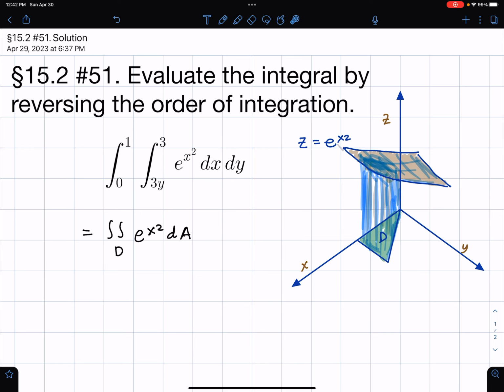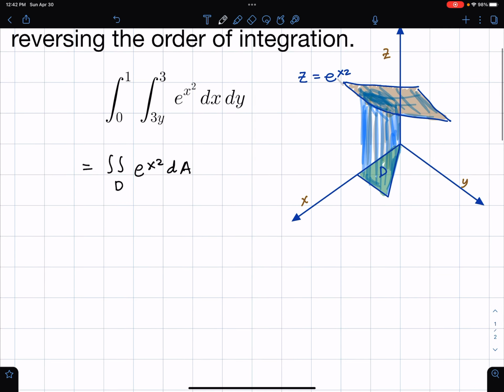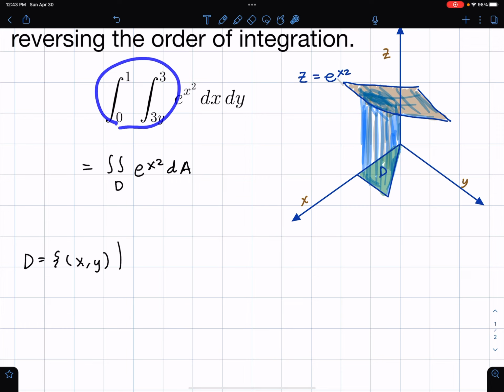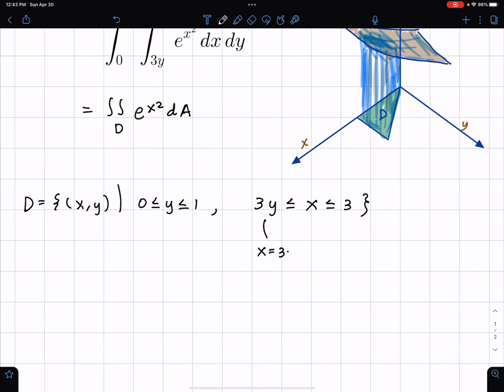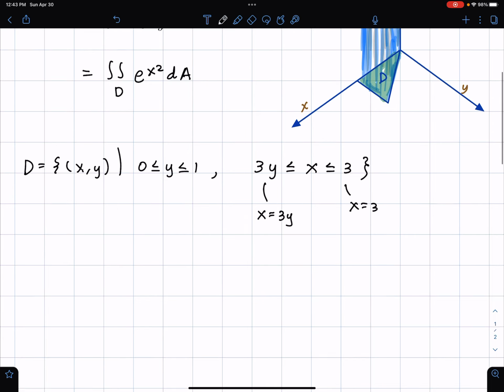Now, let me go ahead and talk about what D is. D is the region xy such that, now these bounds are going to tell us what D is. We have to decipher this. The outer integral is with respect to y, and y goes from 0 to 1. So y is bounded by 0 and 1, and then this inside integral is with respect to x, because we see dx there, and x goes from x equals 3y to x equals 3. So we write 3y below x and then above 3. And so these bounds represent functions x equals 3y and x equals 3, and those are bounds on D.